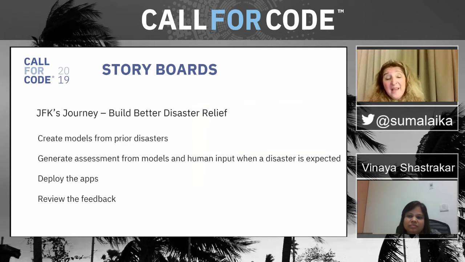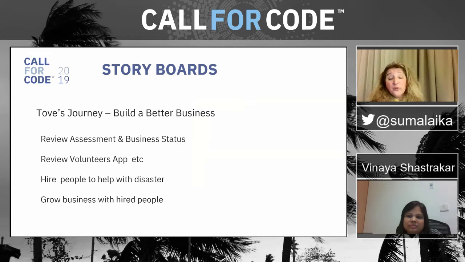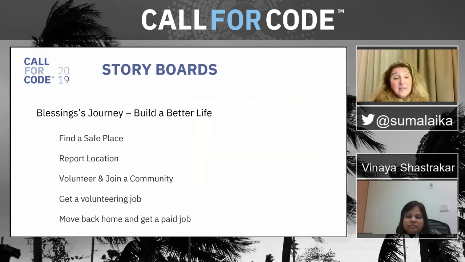If, for example, knowing where the damage is could adapt the model to do with buildings and roads and availability of water and so on. And again, Tova would work with a volunteering app, would hire people to help with a disaster, but then maybe these people could become hired people by Tova. And Blessings, of course, is trying to find a safe place, as is everyone initially, the mayor and the business person, and maybe get a volunteering job. And then having some crowdsourcing applications available to help the survivors help others is great.